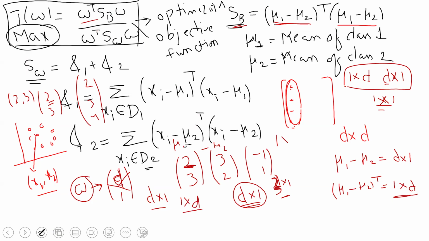SB is 1 into 1. W transpose is 1 into d. SB is 1 into 1. And W is d into 1. So can we multiply these matrices? 1 by d with 1 into 1. Can we multiply a matrix of dimension 1 by d with a 1 by 1 matrix?